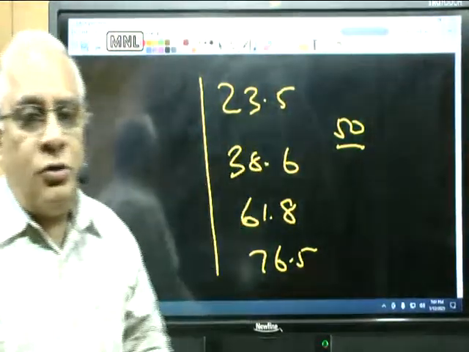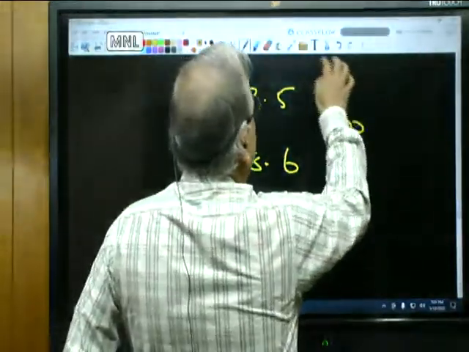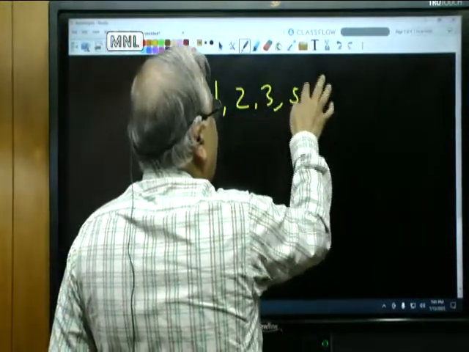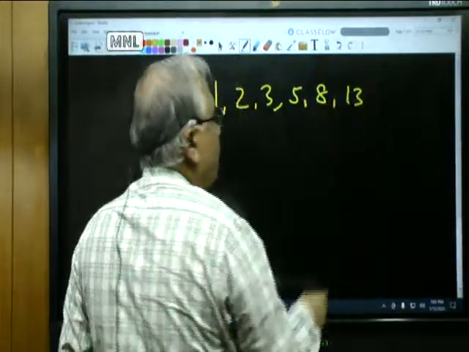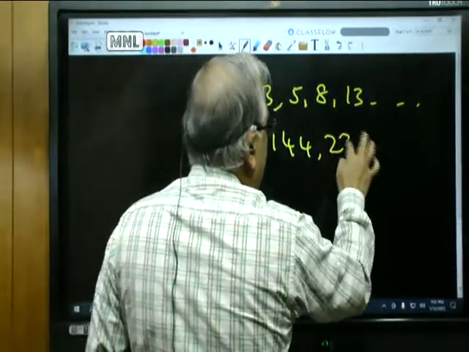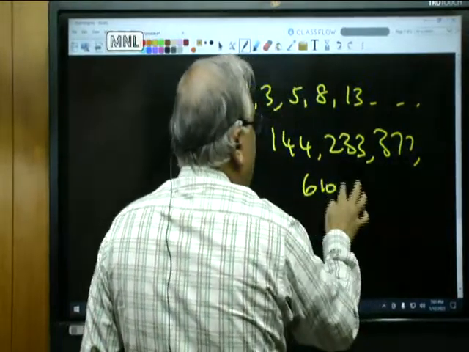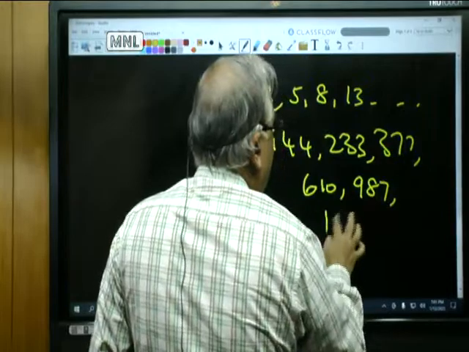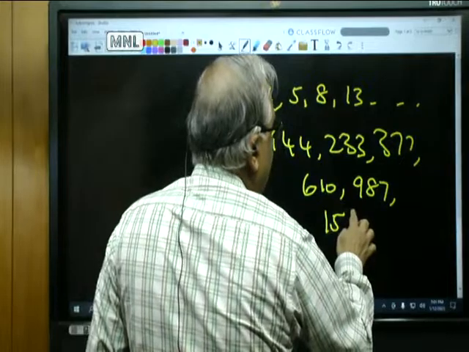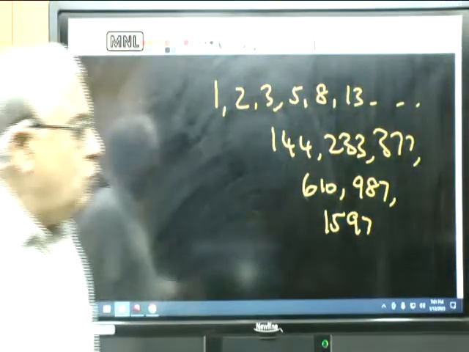So either you can use the ratio or you can use numbers. Numbers we have already highlighted, that it is from 1, 2, 3, 5, 8, 13. So you add two consecutive numbers, you go on endlessly. So at some stage you'll have 144, 233, okay, and then add this 377, then 610, then 987, then 1597, right? So you get to all these numbers by adding two consecutive numbers.